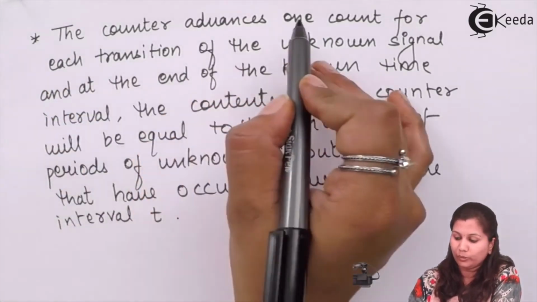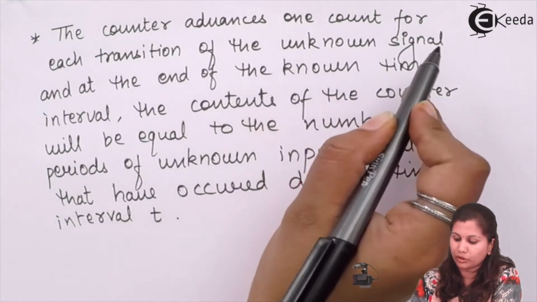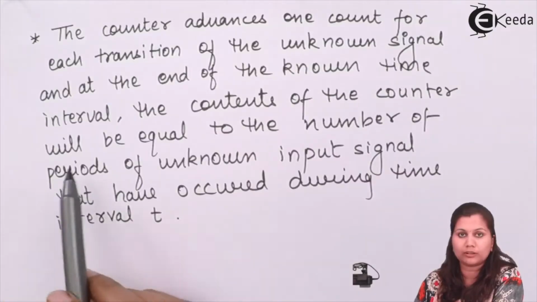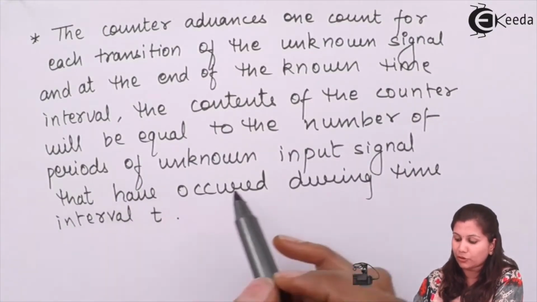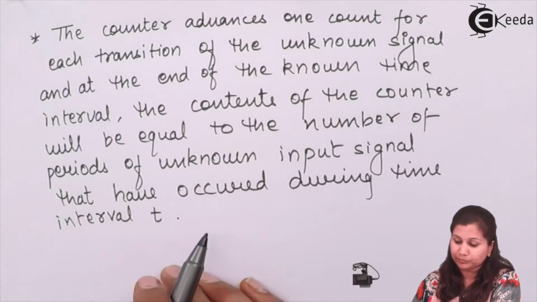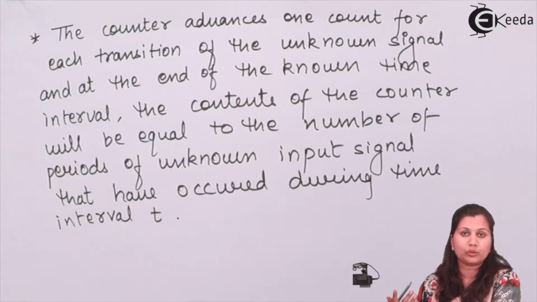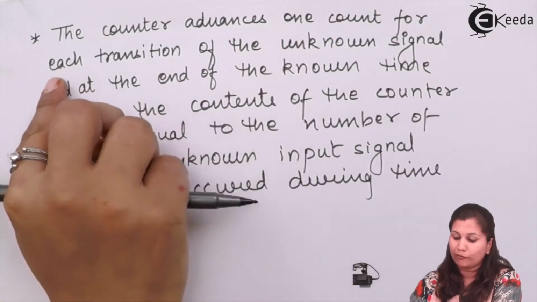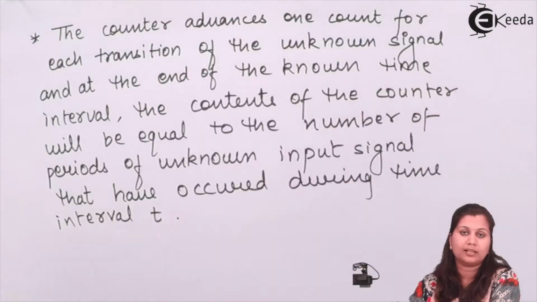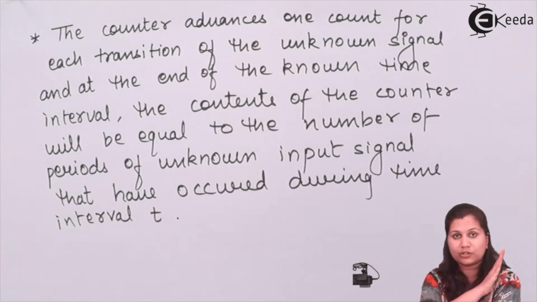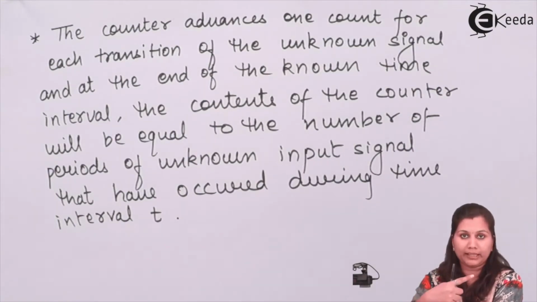Now the counter is going to advance one count for each transition of the unknown signal, and at the end of the known time interval, the contents of the counter will be equal to the number of pulses of the unknown input signals that have occurred during the time interval t. Each time, the counter will start counting from 0 and increase by one value for each transition of the unknown signal. Like when the unknown signal completes one cycle, the counter is going to update by 1.